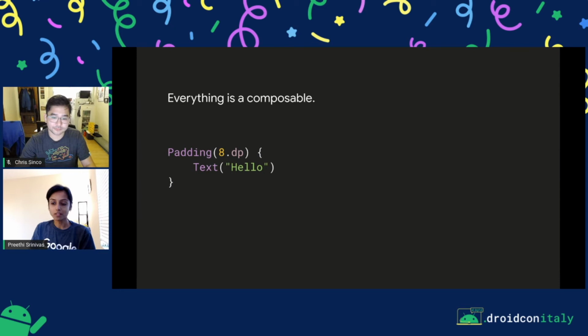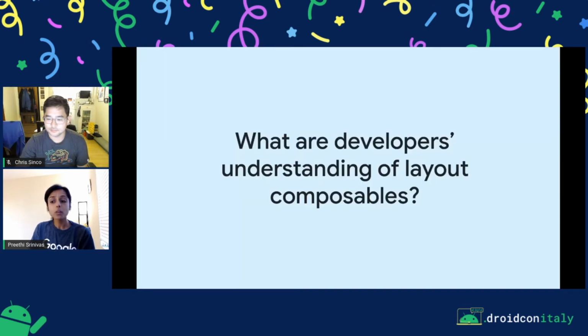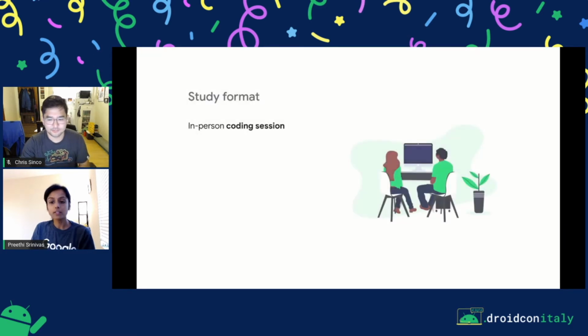So early on, composables were used to specify how to lay out something. So for instance, in this example here, we would use a composable to add a padding around something like a text component, for instance. Right, so we wanted to actually validate that this API design aligned with developers' understanding when working with layout composables such as padding.